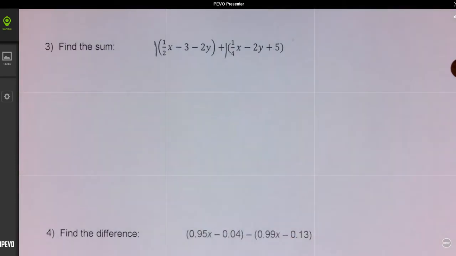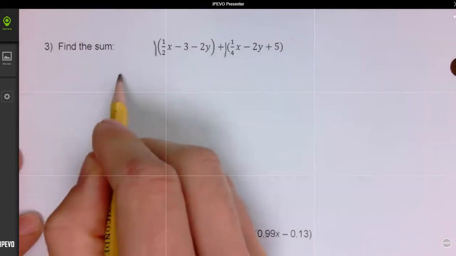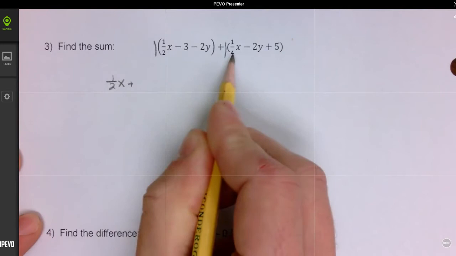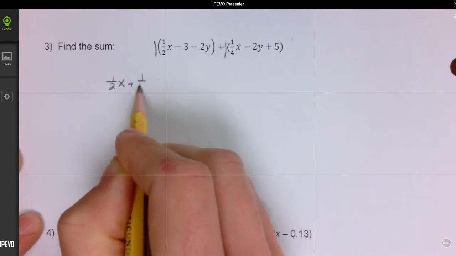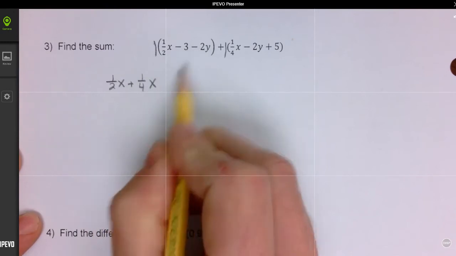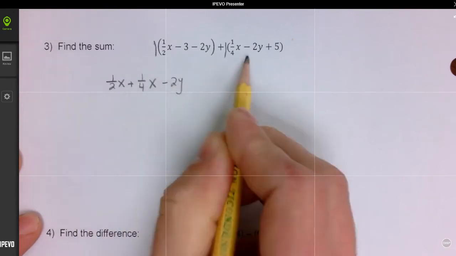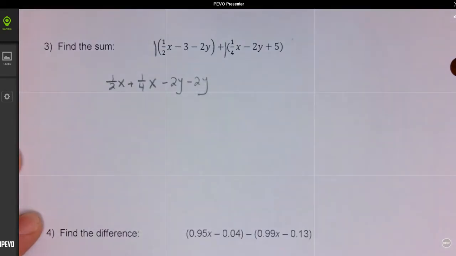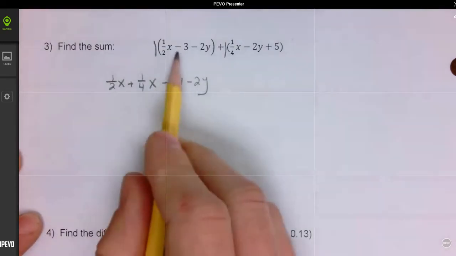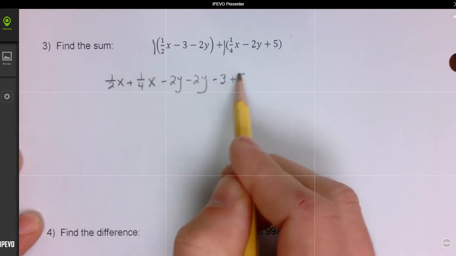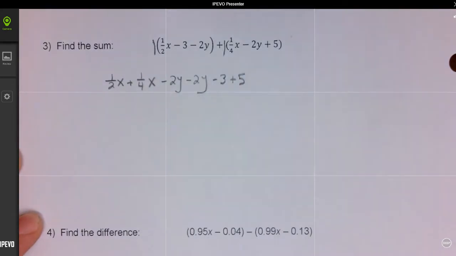So we're going to go ahead and rearrange our terms so that our similar terms are together. So I have a 1/2 x that I'm going to start with, 1/2 x, plus over here's a 1/4 x. I'll put them next to each other. Those are my variable x terms. Okay, and then I have a minus 2y, and another minus 2y right here. So my y terms are together. And I'll get my constants together. I have a negative 3, so minus 3, and a positive 5. That goes at the end.